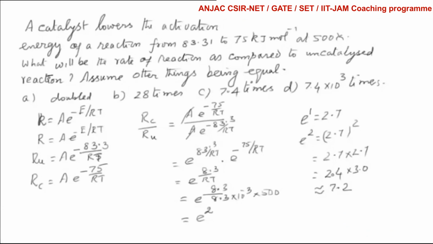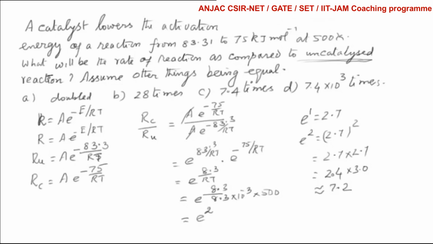A catalyst lowers the activation energy of a reaction from 83.31 to 75 kilojoule per mole at 500 degree Kelvin. What will be the rate of the reaction as compared to the uncatalyzed reaction? That is, they want the ratio of the rate of the reaction by the catalyst to the rate of the reaction of the uncatalyzed. Assume other things being equal.